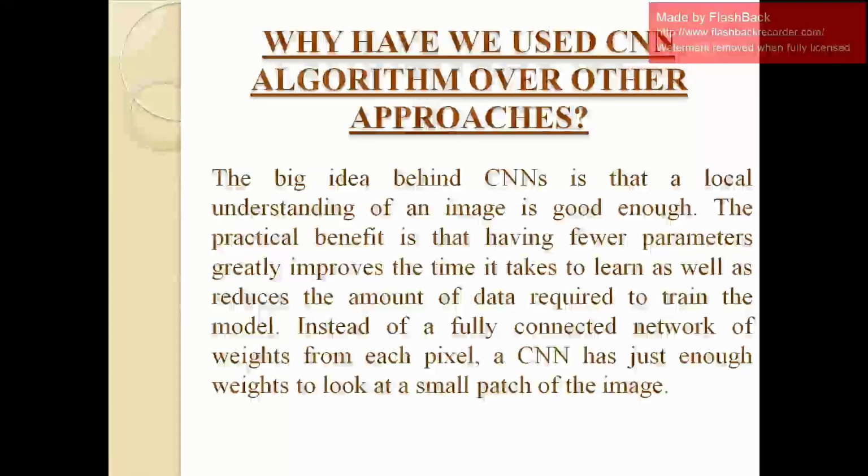Why have we used the CNN algorithm over other approaches? The big idea behind CNN is that a local understanding of an image is good enough. The practical benefit is that having fewer parameters greatly improves the time it takes to learn, as well as reduces the amount of data required to train the model. Instead of a fully connected network of weights from each pixel, a CNN has just enough weights to look at a small patch of the image.